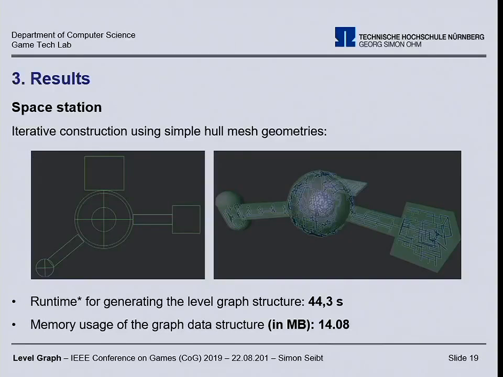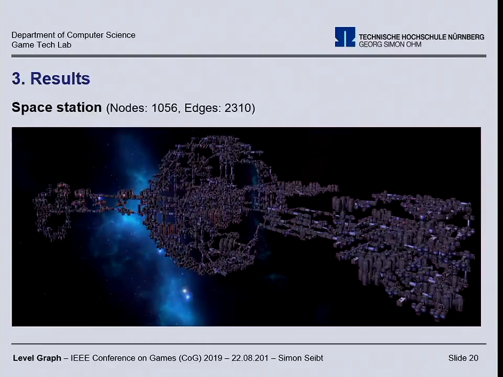Our last example is a space station. As you can see on the slide, we used simple high mesh geometries, and the final level graph structure of the space station was merged from 6 individually generated level graphs with different parameter settings. For this level, the complete runtime was about 44 seconds, and the graph structure requires about 40 megabytes. Here you see the geometric representation of the space station. It has over 1,000 rooms and over 2,000 corridors, so it's a really big level.